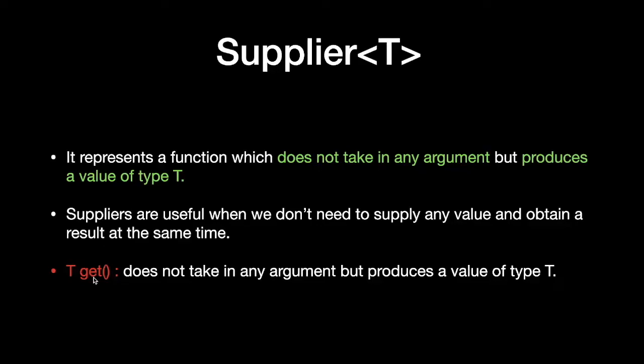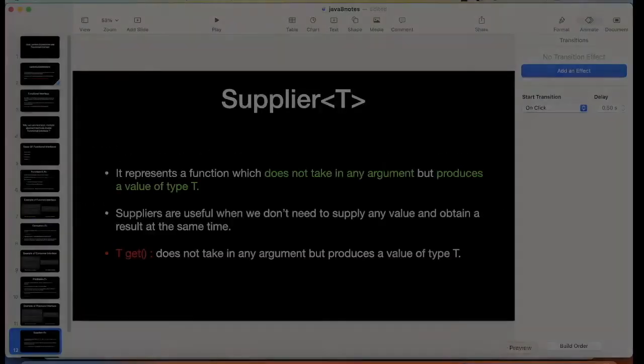See here, it represents a function which does not take in any argument but produces a value of type T. Suppliers are useful when we don't need to supply any value and obtain a result at the same time. If we don't want to send the argument but we want the result, then we can use this supplier interface which contains this get method. Let's go to the IntelliJ and see the example of the supplier.